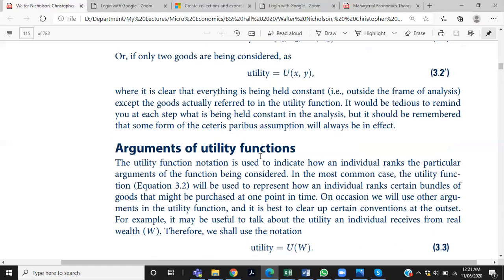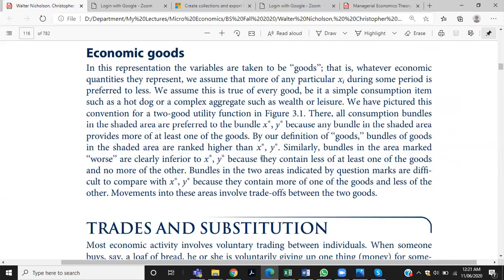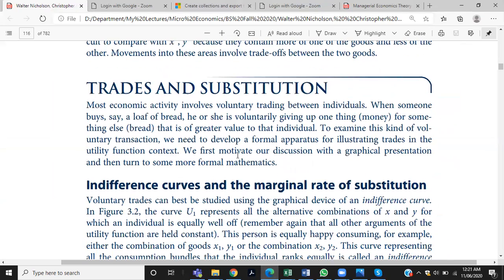So anyways, this was the focus last time. Now we extend this discussion, and today we will be talking about trade and substitution, the indifference curve, marginal rate of substitution, etc. Most economic activity involves voluntary trading between individuals. When someone buys, say, a loaf of bread, he or she is voluntarily giving up one thing, money, for something else, bread, that is of greater value to that individual.